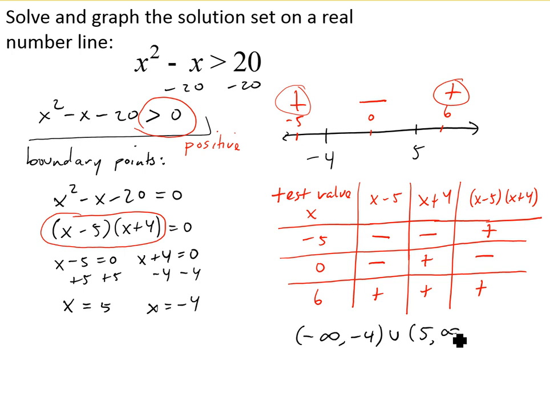Remember, our boundaries were the negative 4 and the 5, not the negative 5 and the 6. Those were our test points. And so there's our solution in interval notation.